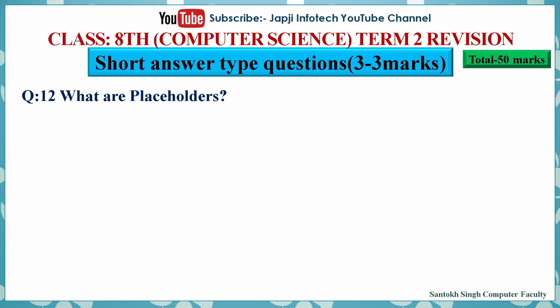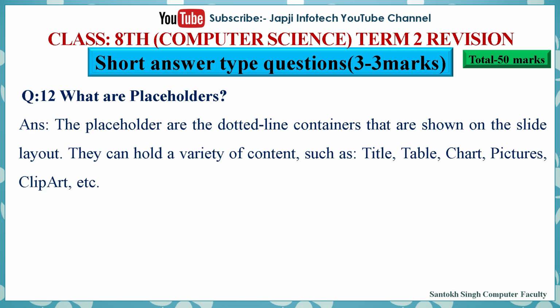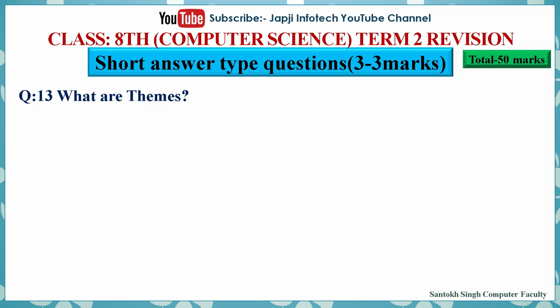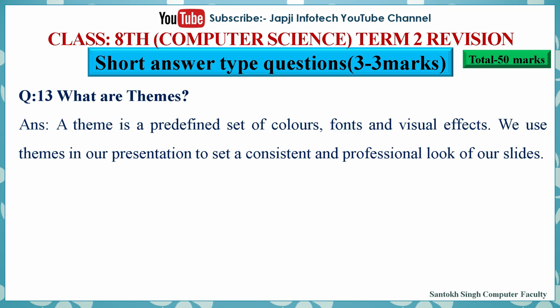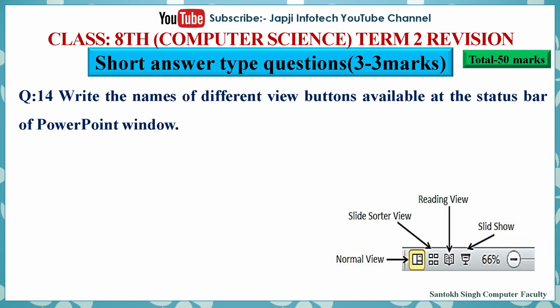And the 12th one is what are placeholders? The placeholders are the dotted line containers that are shown on the slide layout. They can hold a variety of content such as title, table, chart, pictures, clip arts, etc. And the 13th one is what are themes? A theme is a predefined set of colors, font, and visual effect. We use theme in our presentation to set a consistent and professional look of our slides. The 14th question is write the name of different view button available at the status bar of the PowerPoint window.